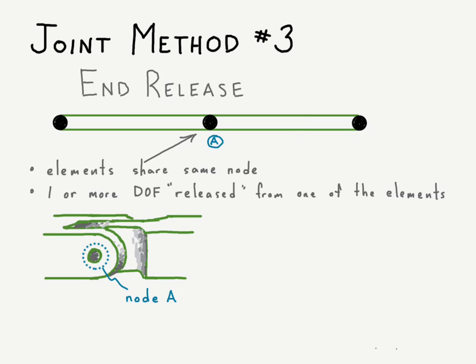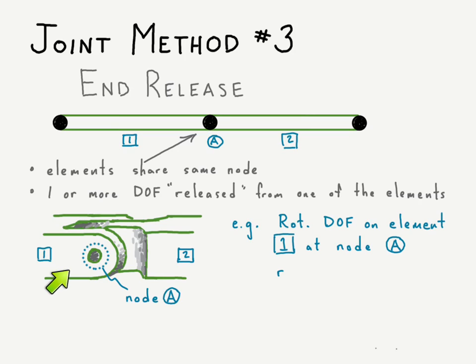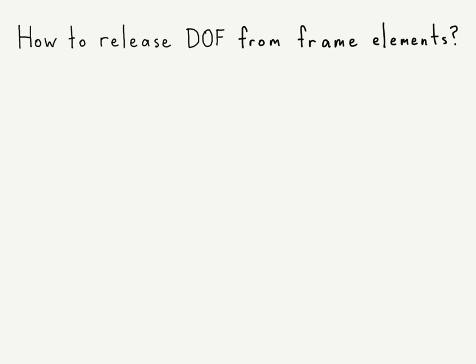And so for example, if we had the hinge that we drew on the first slide of this presentation, now it might be node A. There's element 1, there's element 2. We might release the degree of freedom on element 1 at node A, the rotation degree of freedom specifically, and if we did that, that would create a hinge joint. So now the question is, well, how do you do that? And I'm glad you asked, because we've got a lot more of this presentation to cover that.